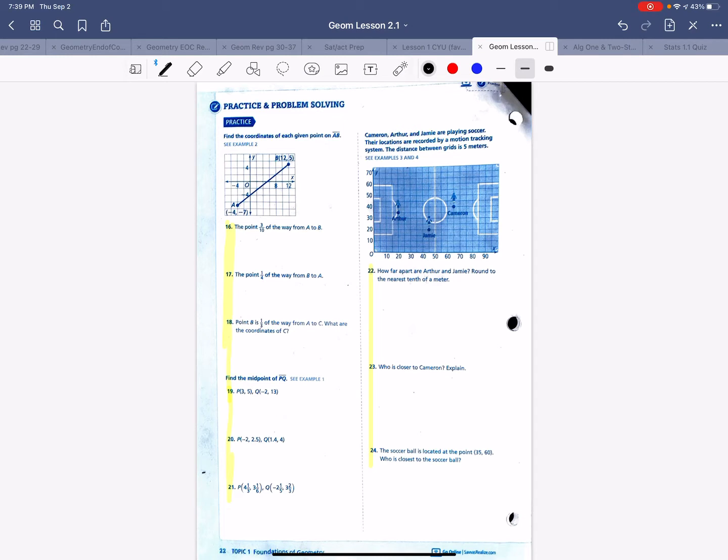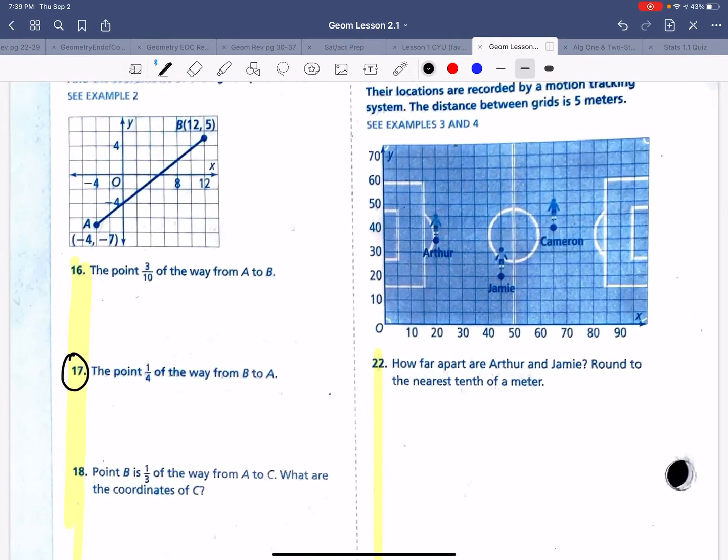So let's take a look. We did question 17 in class. We said from B to A. So instead of normally starting at A to B, reading left to right, they said start at B and work to A. We came up with half of the way there and half of the way there. We came up with this coordinate right over there, which was (8, 2). That's a 2, right?